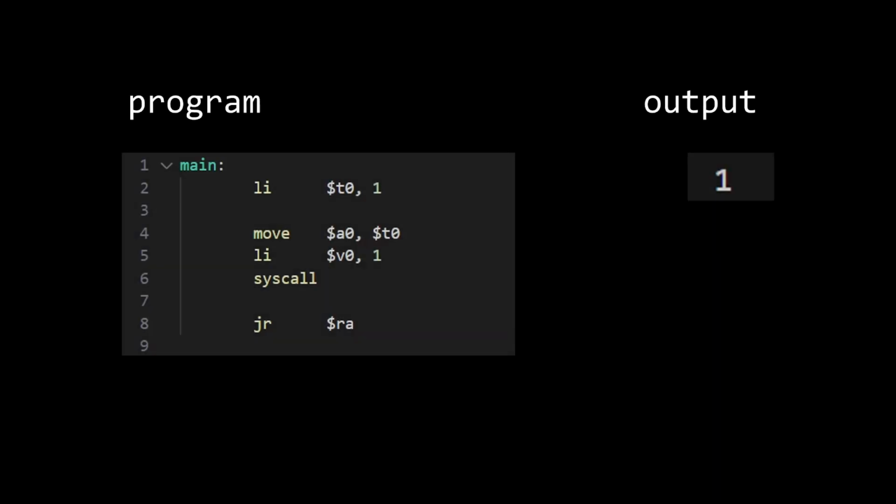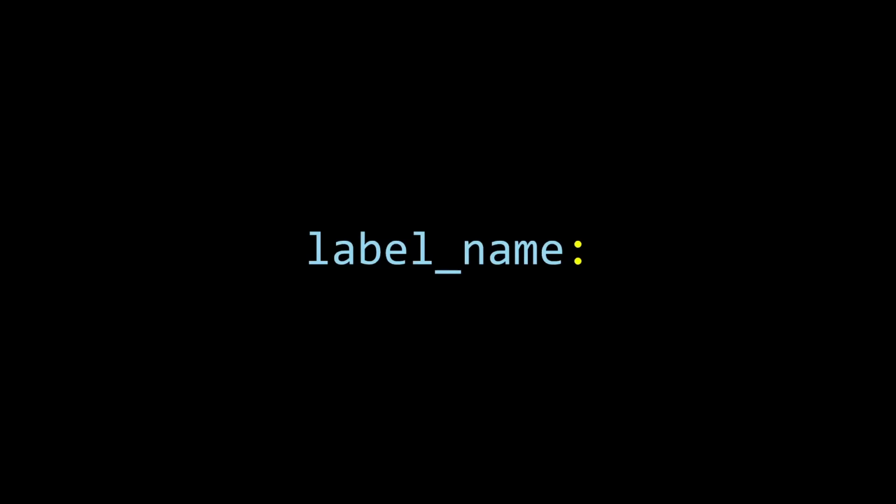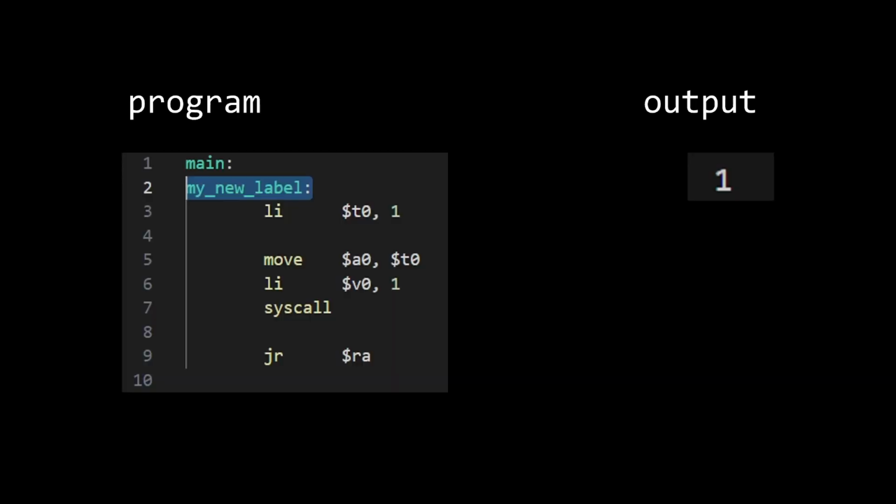Here's a short program that prints out one to the terminal. To add a label, we type its name out followed by a colon. In this case, the functionality of the code remains unchanged, but now we know that when we refer to my new label, we are talking about line 2.